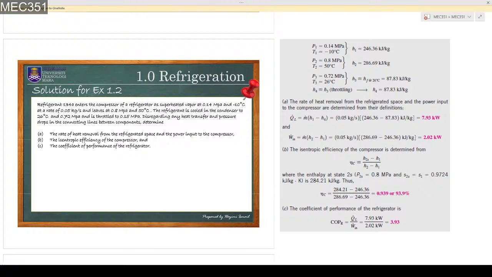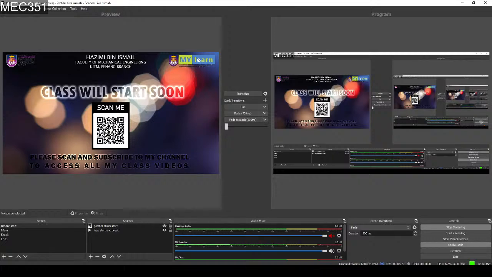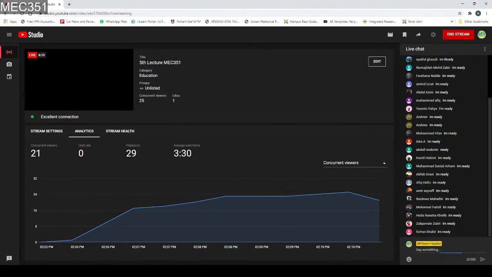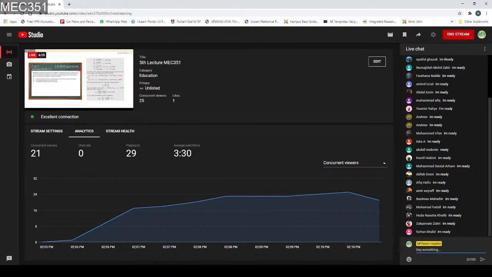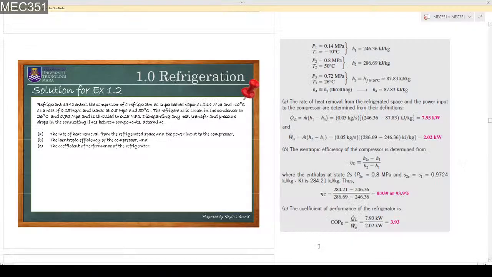Okay. Semua boleh dengar. Kalau tak boleh dengar, sila bagi tahu. Boleh dengar ke suara saya? Hello. Okay, boleh dengar. Okay.